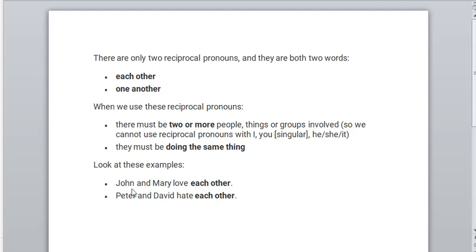For example, John and Mary love each other. Now both love each other. That's why reciprocal pronouns can be used. If John loves and Mary doesn't love, then it's a different matter. Peter and David hate each other. See here, they both hate each other.